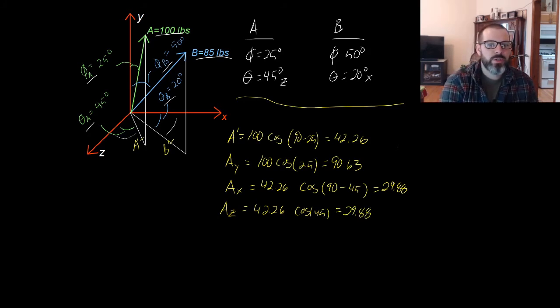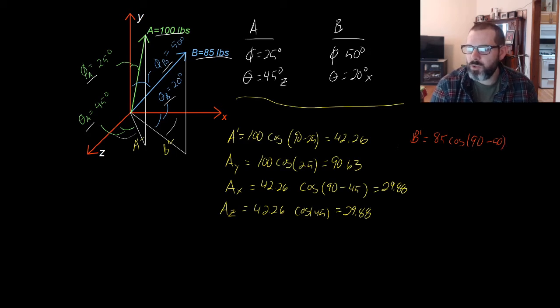I'm going to go through and do the exact same things for the B vector. B prime equals B, which is 85, cosine of 90 minus 50, which equals 65.1. By equals 85 cosine of the azimuth angle phi, which is 50. This equals 54.64.